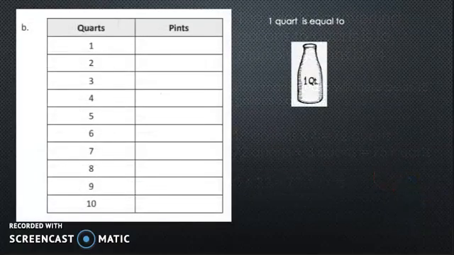All right, next, let's create a conversion table to change quarts into pints. You can find this conversion table on your practice template, or just simply draw another table on your paper similar to the one that you see on your screen. We would need to have 2 pints to fill 1 quart.